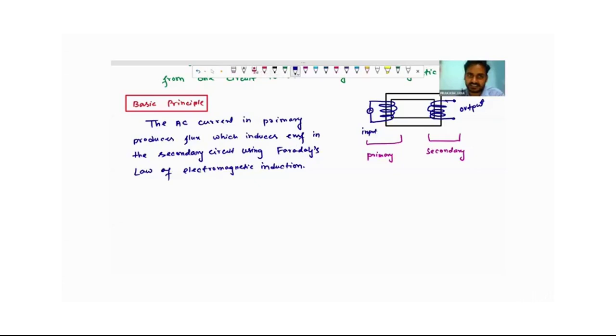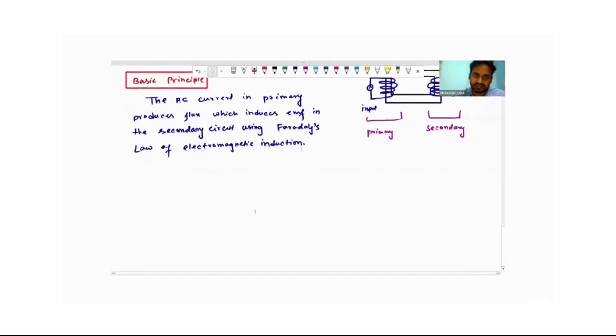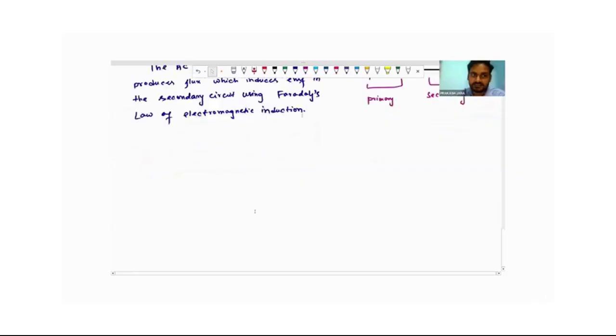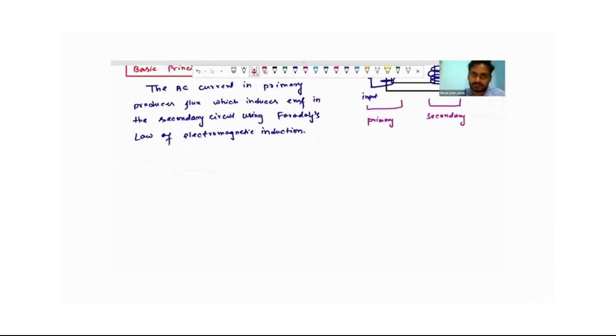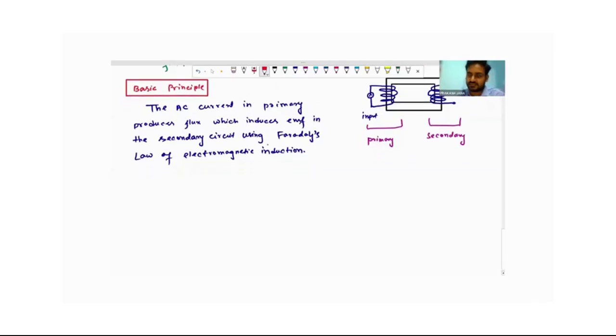The current that is entering into the primary coil creates flux. That flux produces some EMF or voltage in the output circuit. So this is the basic principle. Faraday's law is used here. You have to know how this voltage is created, what is the magnitude of the voltage, and what is the relation between the voltage in the input and output. We will discuss this.